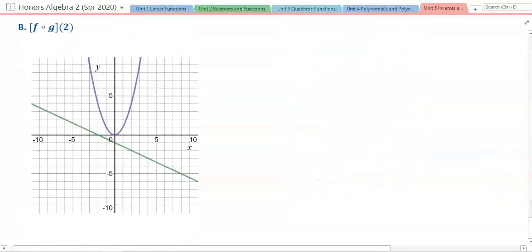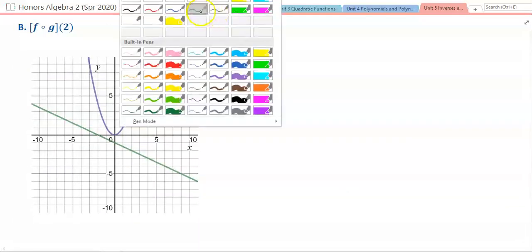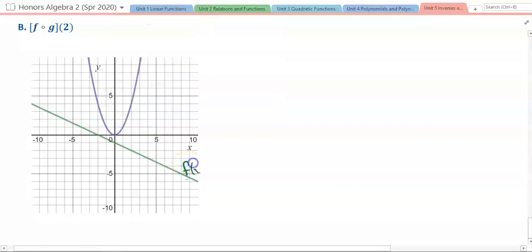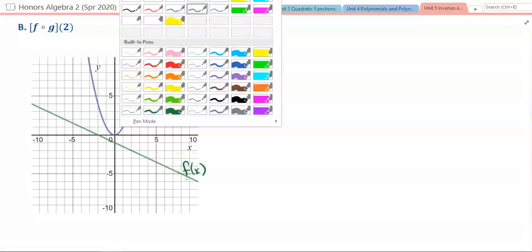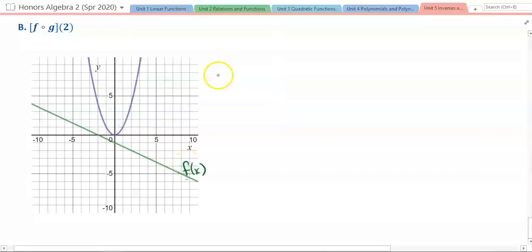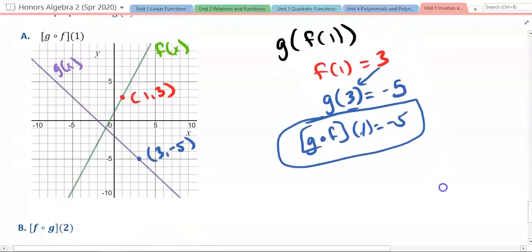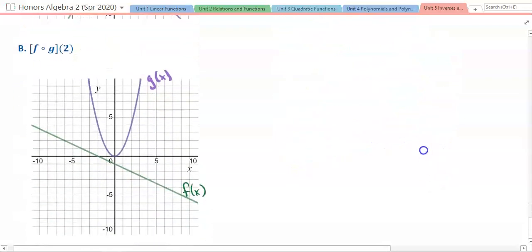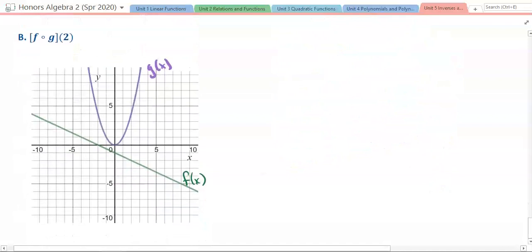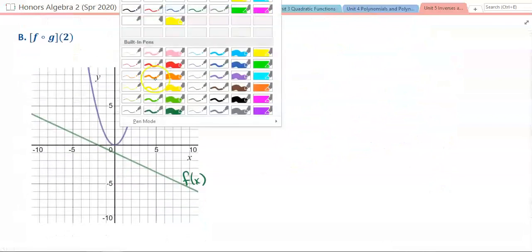F of g of 2. And again, remember that the green is our f of x function, so I'm going to label that here, f of x. And the purple was our g of x function. G of x, right? Is that what we said above? Yep. F of x is green, g of x is purple. All right, so f of g of 2.